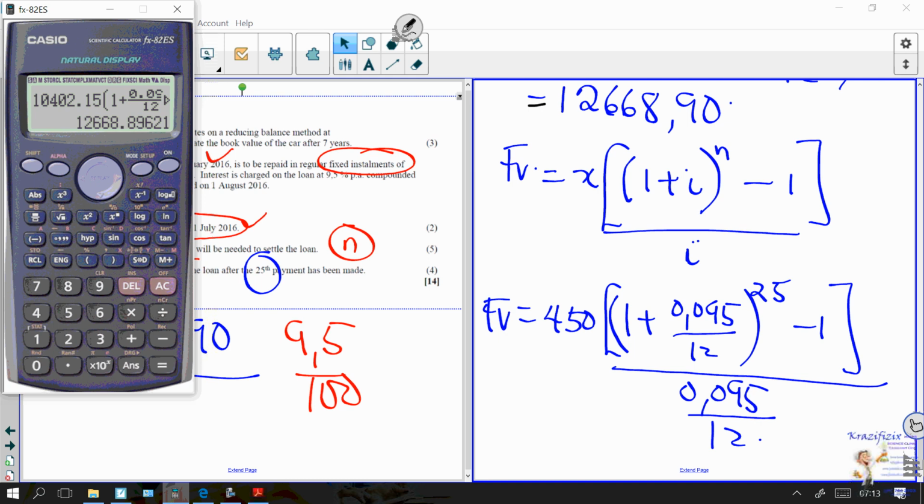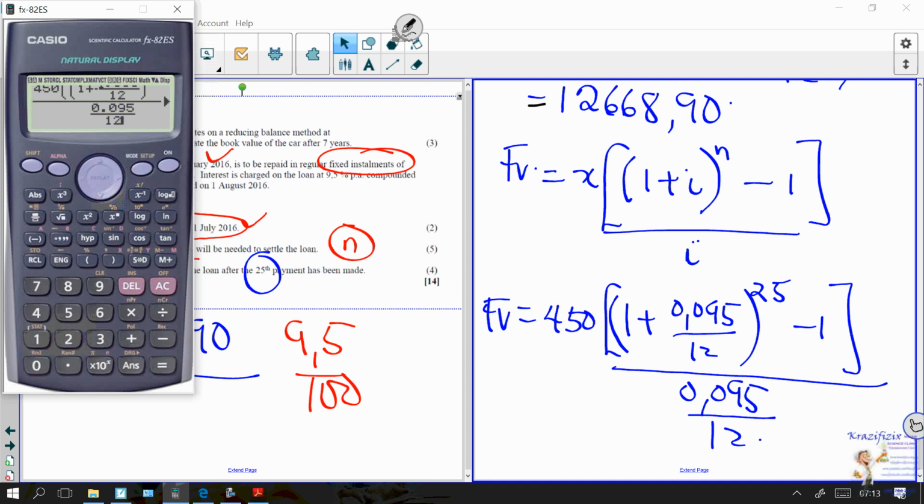What am I going to have? I have 450, okay, my first bracket, and my second bracket there. You must follow what you have written down. 1 plus 0.095, all right, 1.095 over what? 12. And then I have this to the exponent of what? 25, all right, minus 1. I need to close the bracket. Remember, the number of brackets opened must be the same as the number of brackets closed.